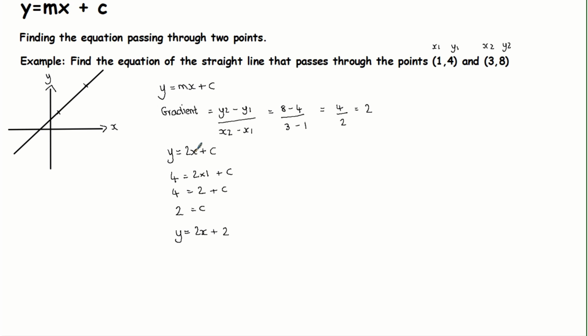I then substitute in either this pair of coordinates or this pair of coordinates. It doesn't matter which pair you use, you'll get the same answer. So I've chosen this one here. I've let the value of x take 1 and the value of y take 4. So I wrote 4 is equal to 2 times the value of x, which was 1, add c. So 4 is equal to 2 add c. What do I need to add to 2 to make 4? Well, it is 2, so therefore my y-intercept is 2. My equation is y is equal to 2x add 2.